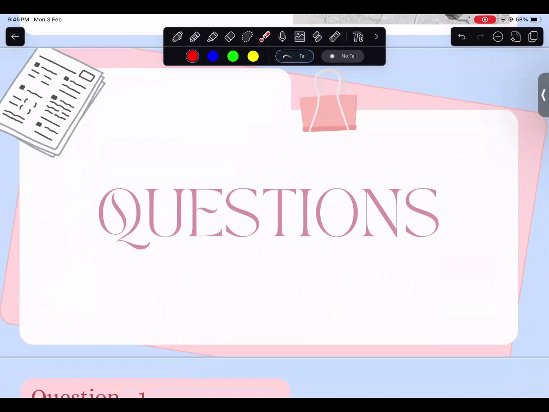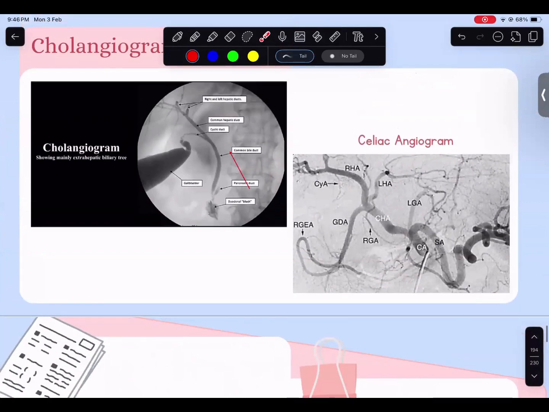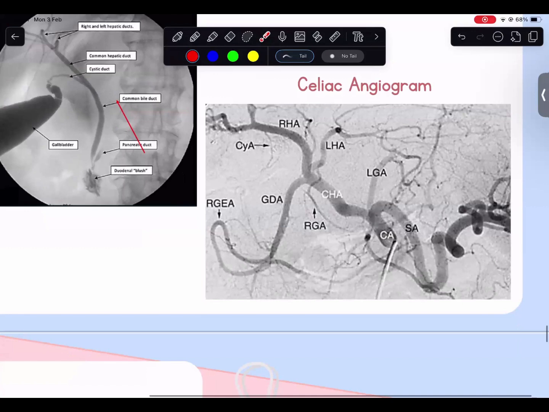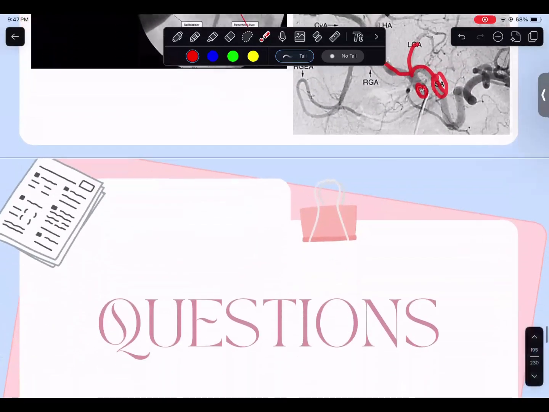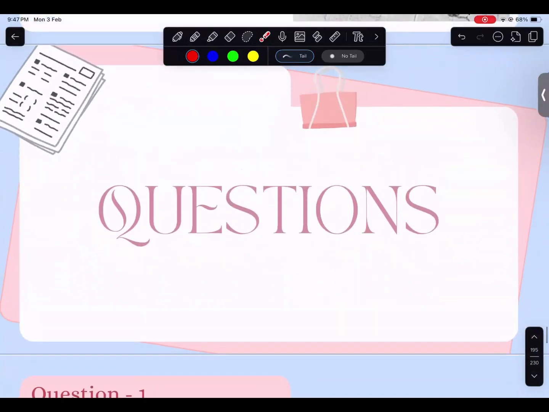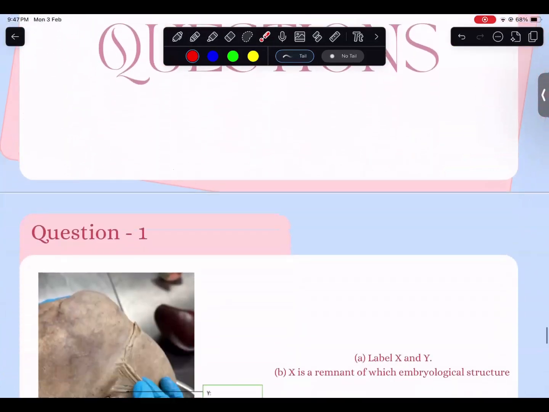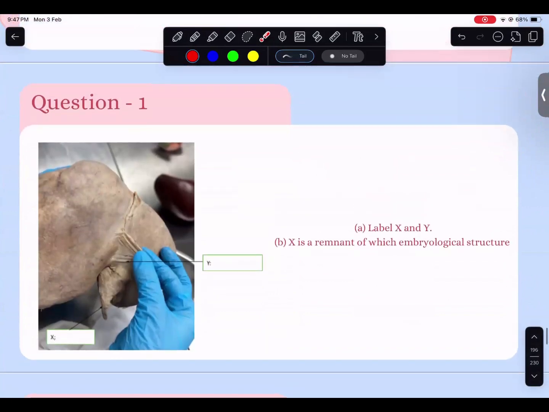What's CA? One second. Celiac artery. Thank you, guys. And I think this is the splenic artery. So celiac artery and splenic, and then left gastric and common hepatic. Any other questions before we get into the practice questions? These are the last few slides, so just bear with us.